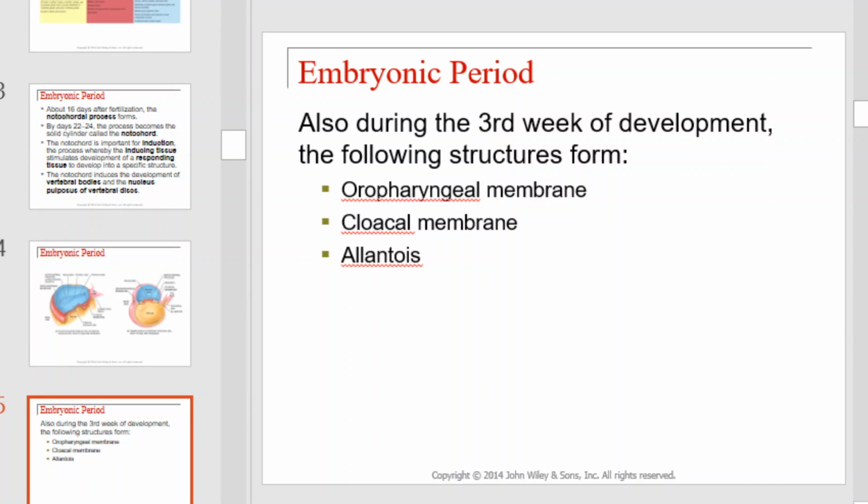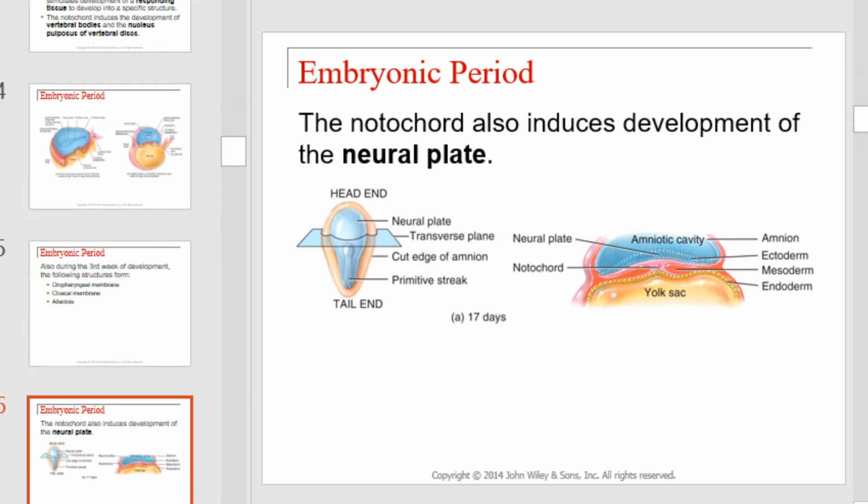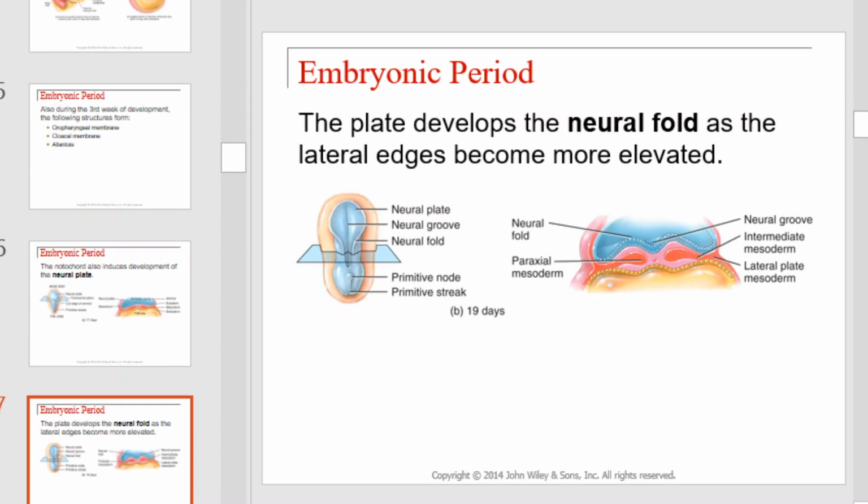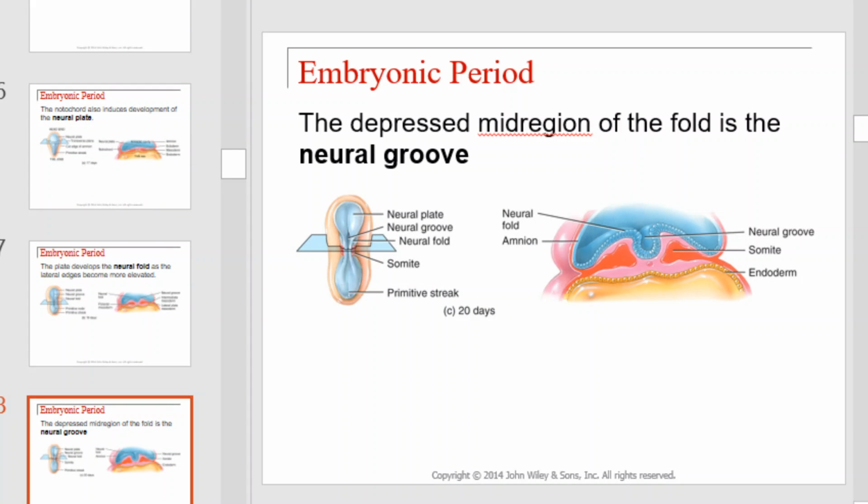Also, during the 3rd week of development, the following structures form: oropharyngeal membrane, cloacal membrane, and the allantois. The notochord also induces development of the neural plate, illustrated here. The plate develops the neural fold as the lateral edges become more elevated. The depressed mid-region of the fold is the neural groove.